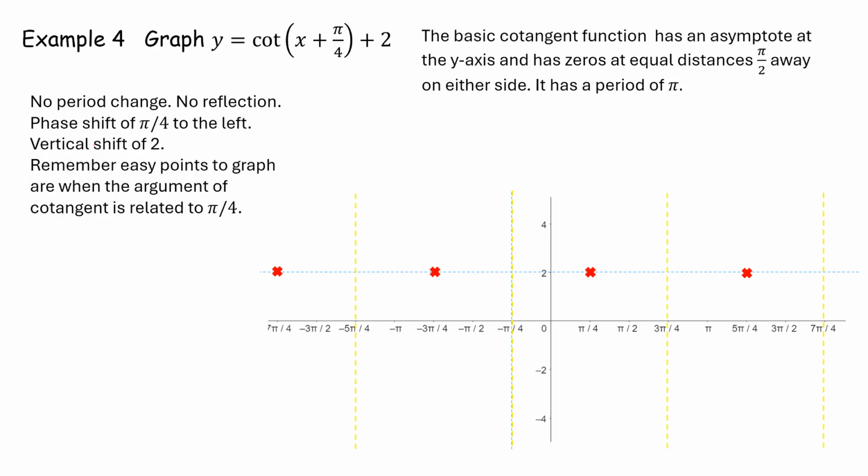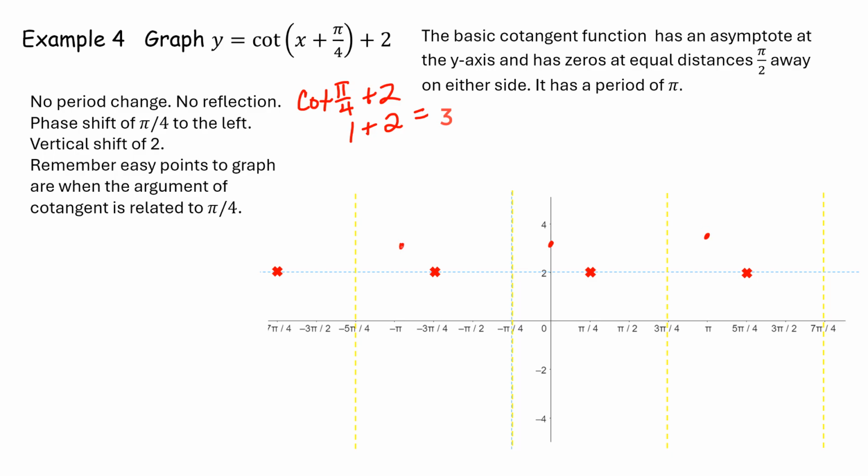If you put in 0 for x, you've got cotangent pi over 4 plus 2. So that's 1 plus 2, which is 3. So when x is 0, you're going to have a point through 3 right there, 0, 3. And that same point is going to show up every pi radians.